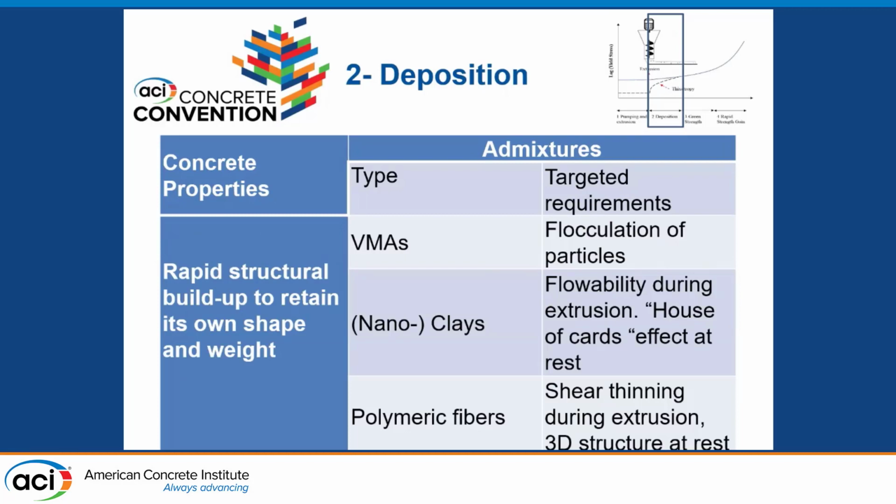For the stage of rapid structural buildup during deposition, there are different admixtures, and you don't necessarily need to use all of them, but they have been shown to improve this stage. Again, the viscosity modifying admixture, and nano clay as well, can improve the flowability and the structural buildup. We can also have short polymeric fibers, which can have a shear thinning effect and can also help structuration.